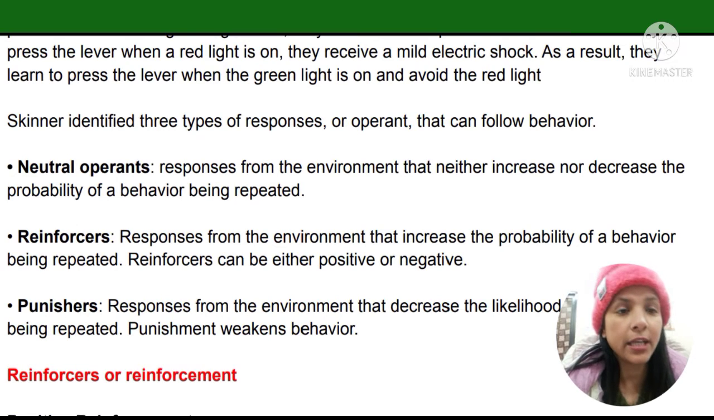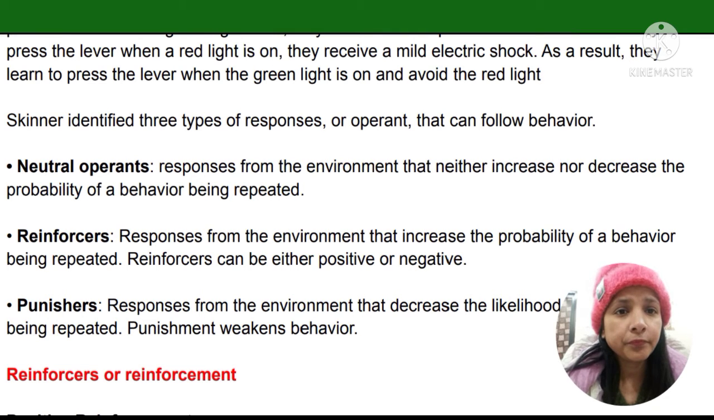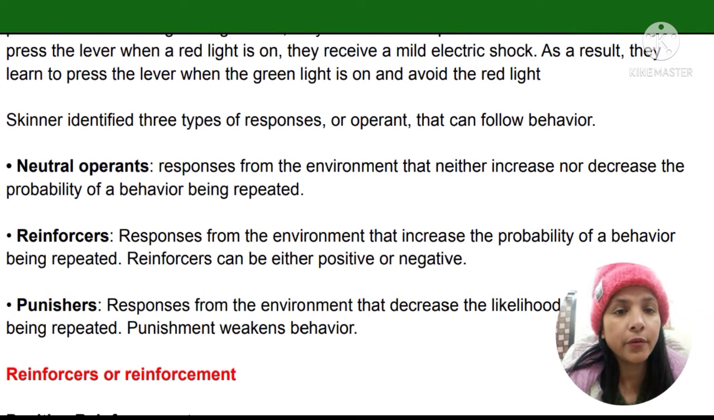Second is the reinforcer: responses from the environment that increase the probability of a behavior being repeated. A reinforcer can be either positive or negative. So in this experiment, what was the reinforcer? The food pellet. It was reinforcing the rat to press the green button. Here the food is working as a reinforcer, and a reinforcer can be either negative or positive.